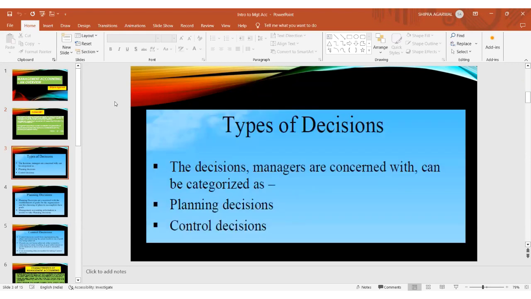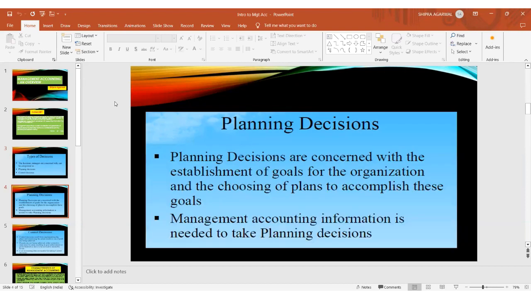Now, when we are talking about decision making, decisions can be of two types. Those decisions could be related to planning, that means whatever you will be planning for the upcoming future, or it could be related to controlling. That means whatever is happening in the organization, you want to implement control on that so that things move as per the planned scenario.